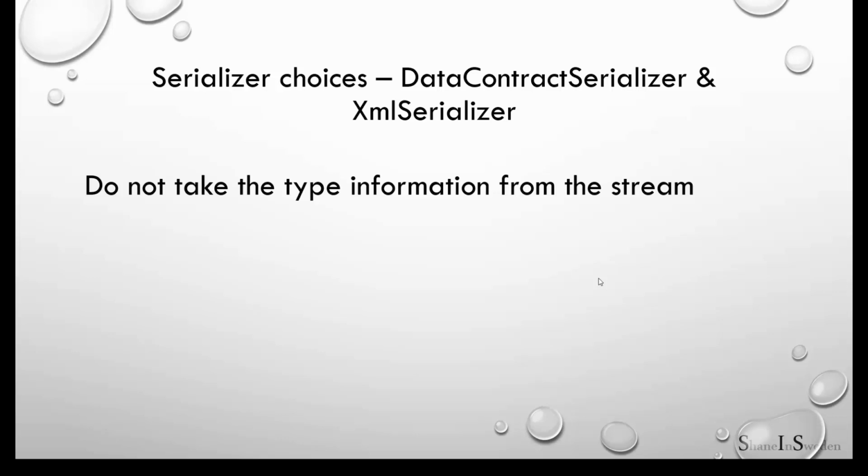The data contract serializer and the XML serializer are fairly safe by default. However, once again, it is very important to not take the type information from the stream. How would that happen in this case? Well, someone could have written custom code which parses the incoming data stream, fetches out some type information, creates a new data contract serializer that can handle that type, and then applies it to the data stream to deserialize it. But you really have to create custom code to actually reach this stage, and that's something we would like to avoid.